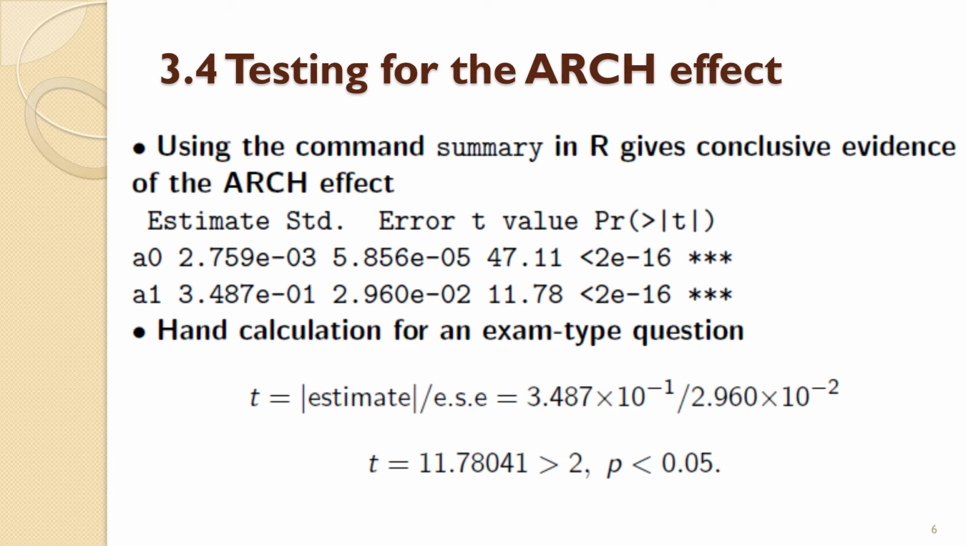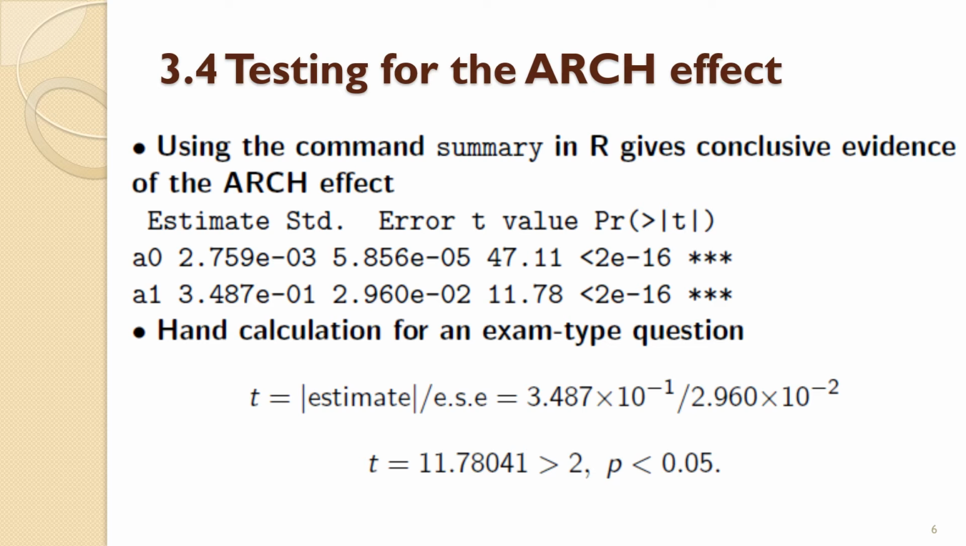So testing for the ARCH effect then in this first ARCH(1) model. Using the command summary in R gives the t-statistics in the table, and the thing to look for here is the coefficient of A1. This is significant precisely because the p-value at the very end is less than 2 times 10 to the minus 16, so it's less than 0.05, and when R displays the results, because it's significant, it's accompanied by the asterisk. This gives conclusive evidence of the ARCH effect precisely because this p-value is less than 0.05.